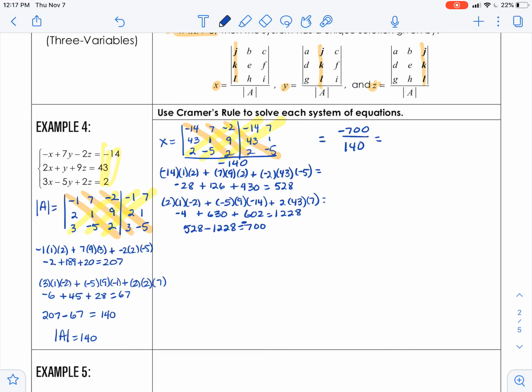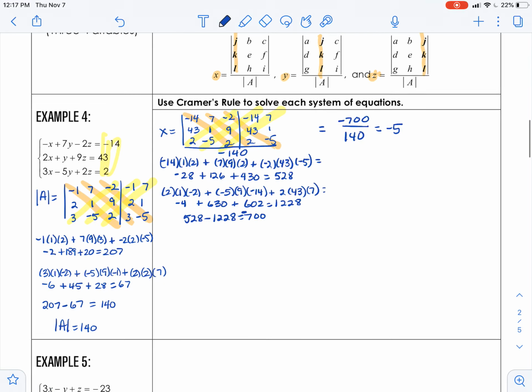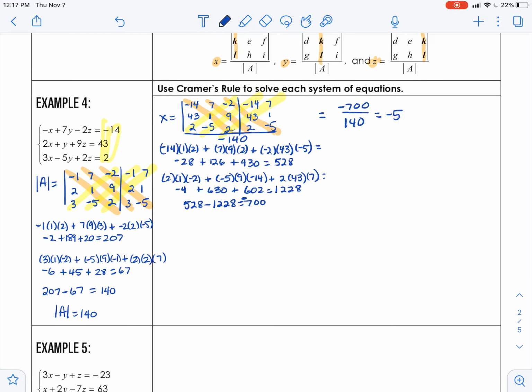So 5. Okay, now that is my X. See where I said it does take a lot of room. I'm going to be struggling to get it all fit on here with showing all my work.